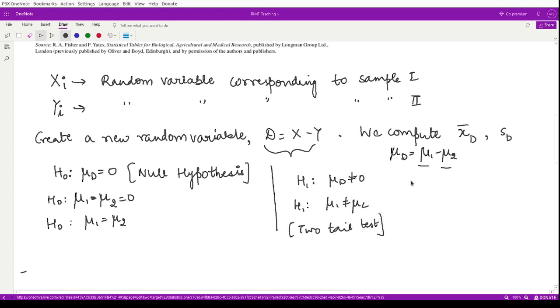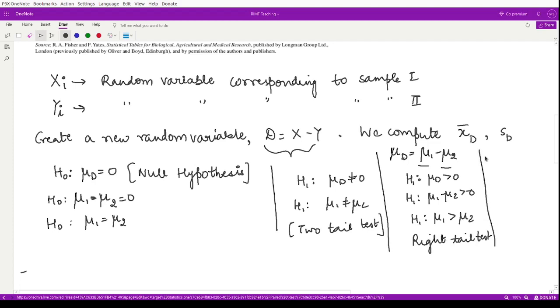If you set your hypothesis H1 such that mu d is greater than 0, you are saying that mu d, which is mu1 minus mu2, is greater than 0. What does that mean? It means mu1 is greater than mu2. So which tail test is this? This is your right tail test, whenever mu d is greater than 0.